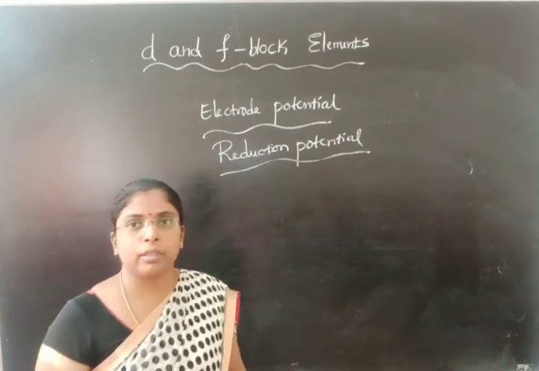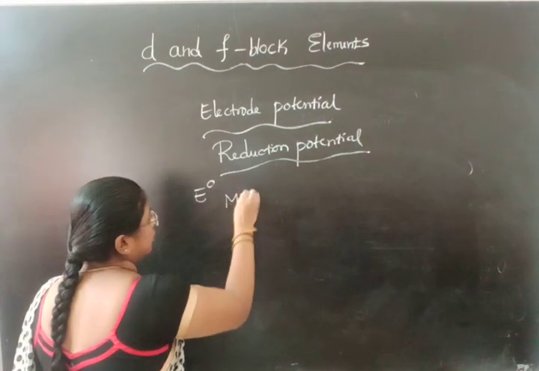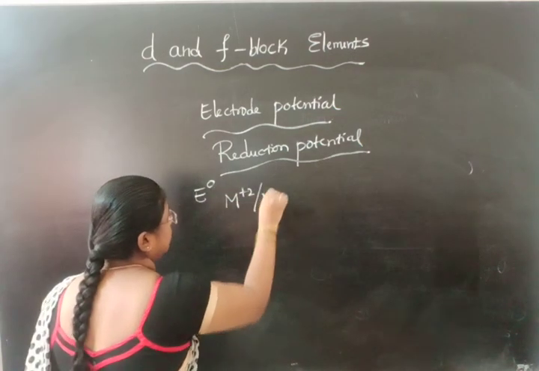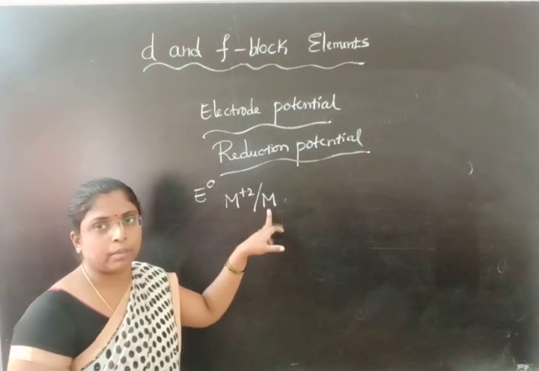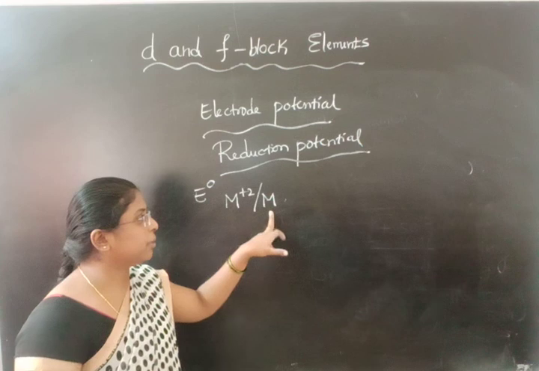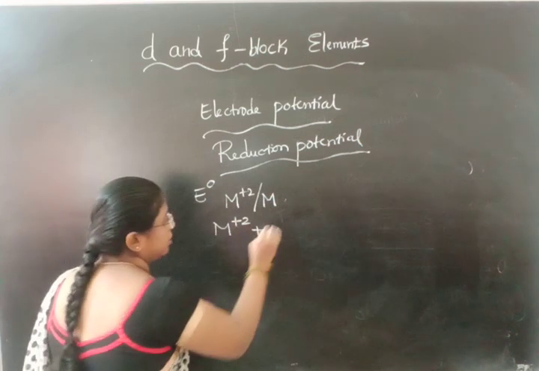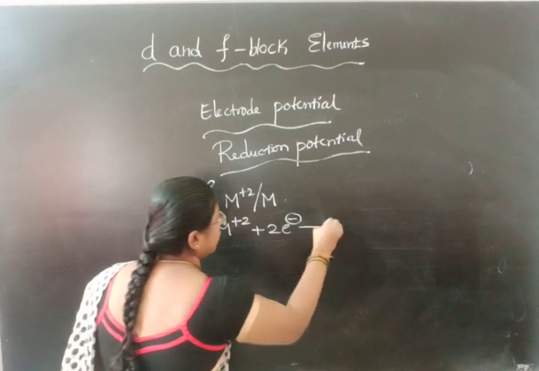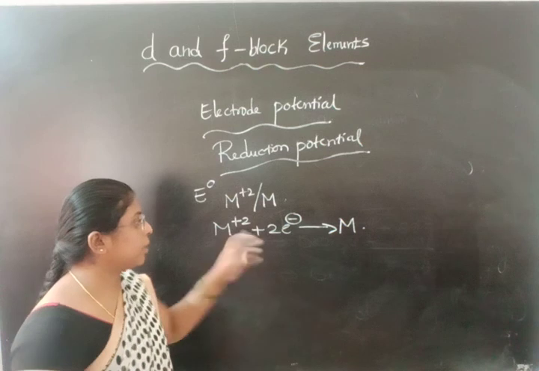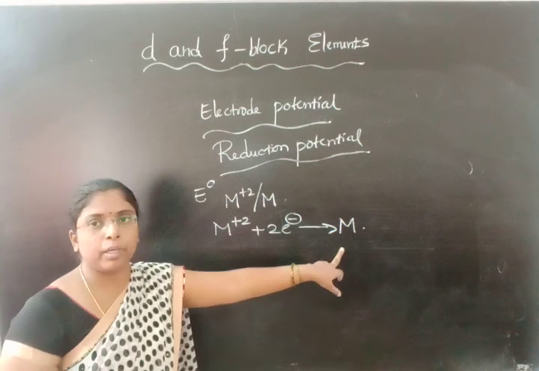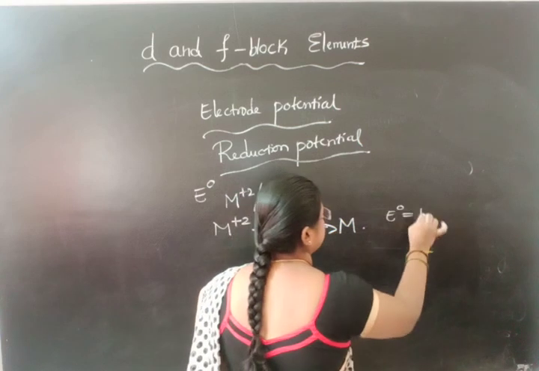If you take any E naught of M2+ to M, that is the conversion of M2+ to M, the metal. Here, M2+ gains 2 electrons and forms the metal. Whenever M2+ gains electrons, it will form a metal. Here, the E naught value will be positive.